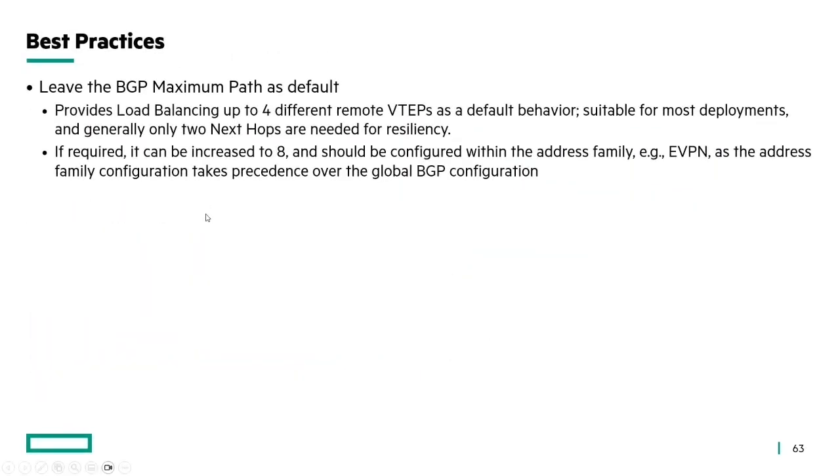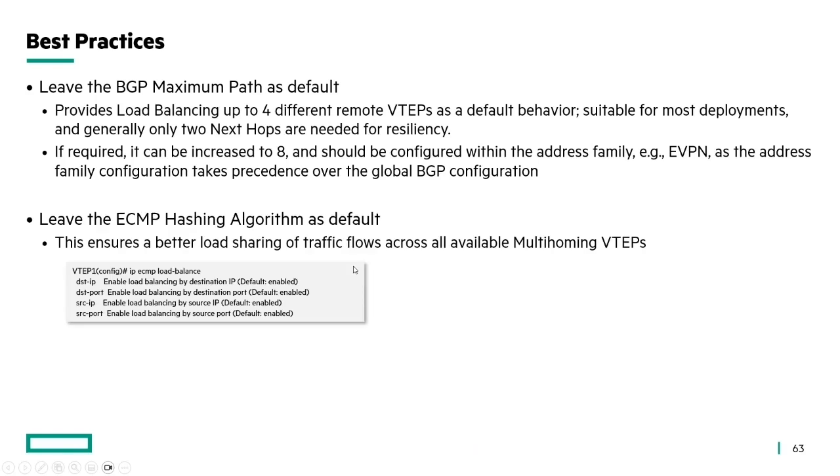And so best practices, probably best to leave the BGP maximum path as the default. So it provides load balancing up to the 4 different remote VTEPs as a default behavior, as we mentioned. This is suitable for most deployments, and generally only 2 next hops are needed for resiliency. So unless you have a need to alter this, you may just want to leave it as is. But if required, it can be increased to 8, as mentioned, and should be configured within the address family EVPN as opposed to the global configuration context. And as also mentioned already, just probably best to use the ECMP hashing algorithm as it is. But if you needed to disable any of these, this would be the way to do it with the CLI command.